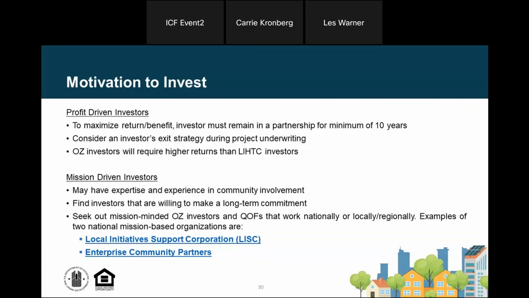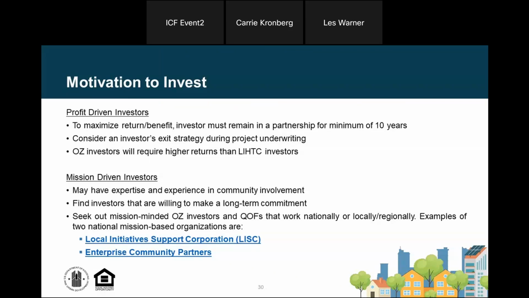In order to maximize their return and receive the greatest benefit from the capital gains provisions associated with an opportunity zone project, the investor has to remain in the partnership for at least 10 years. Profit-driven investors will likely want to exit the partnership as soon as that minimum period is complete, because there's no additional benefit to them to leave the funds in the investment for a longer period. HTF grantees and developers working with profit-driven opportunity zone investors will need to consider that, right? They'll need to understand the investor's exit strategy during underwriting.